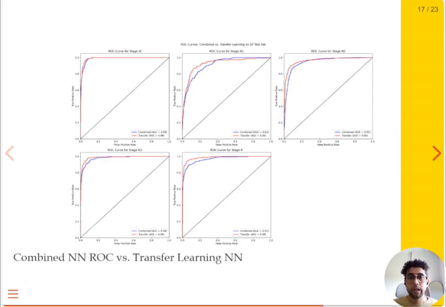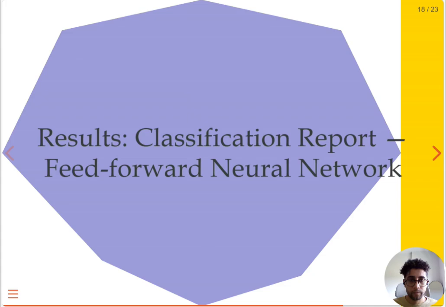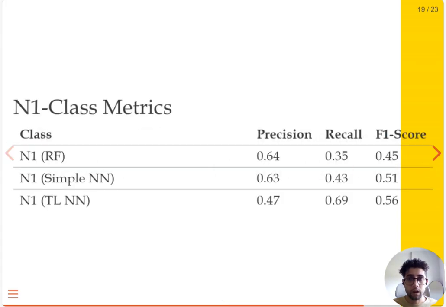Here are ROC curves for each class on the ST test set. You can see that both models achieve high separability, with the transfer model slightly better on each stage. Focusing on the stage N1, the random forest gets an F1 score of 0.45, the simple neural network 0.51, and the transfer neural network 0.56. Transfer learning thus improves detection of this underrepresented stage.